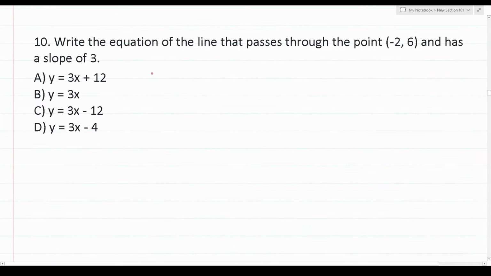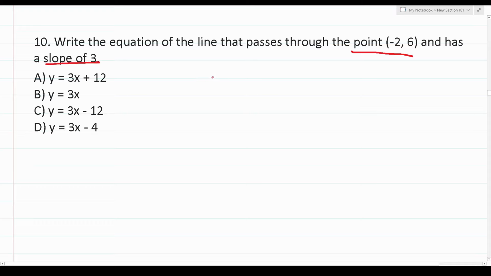All right, number 10 says, write the equation of the line that passes through the point -2, 6 and has a slope of 3. Writing equations of lines is a topic that sometimes shows up on the ASVAB. In light of that, I have a video called Writing Equations of Lines on my YouTube channel, and I devoted a big part of my reference sheet to telling you how to write equations of lines. In this case, we were given 1 point on the line as well as the slope of the line.